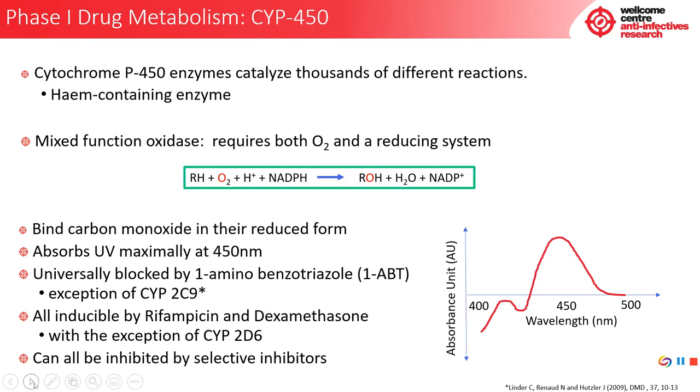Cytochrome P450 can bind carbon monoxide in their reduced form, and they absorb UV maximally at 450 nanometers, hence their name, cytochrome P450. In this graph, you can see that in the reduced form, it maximally absorbs UV at 450 nanometers, and so they are called cytochrome P450. They can be universally blocked by 1-aminobenzotriazole, 1-ABT, with the exception of CYP2C9. All are inducible by rifampicin and dexamethasone, with the exception of CYP2D6. And they can all be inhibited by selective inhibitors as well.